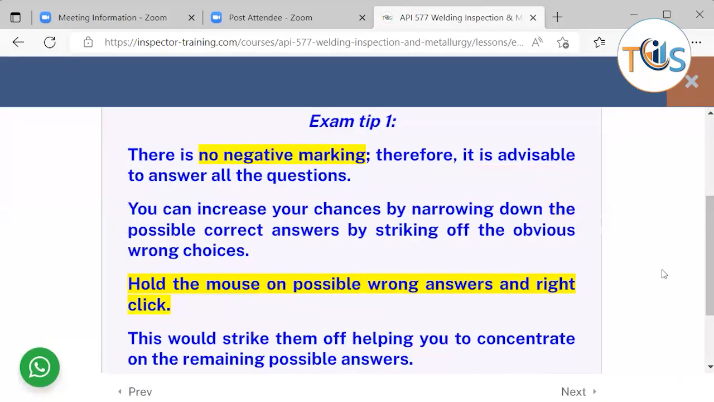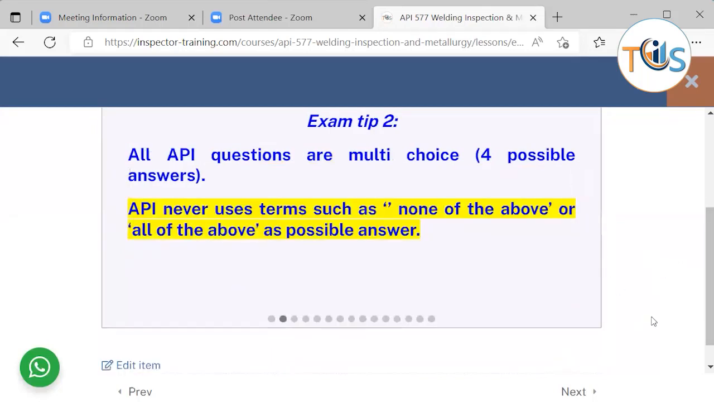No negative marking, therefore answer all the questions to increase your chances. You can increase them by narrowing down the possible correct answers by striking off the obvious wrong choices. This we covered earlier.